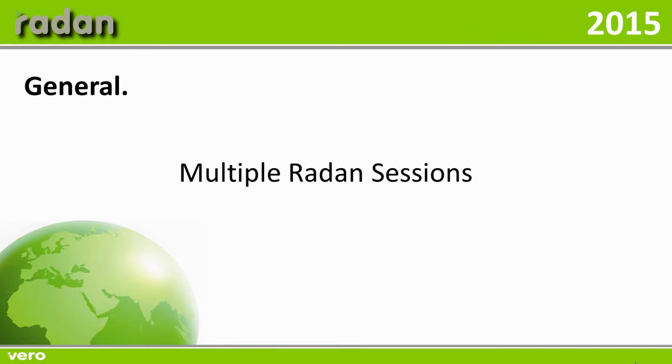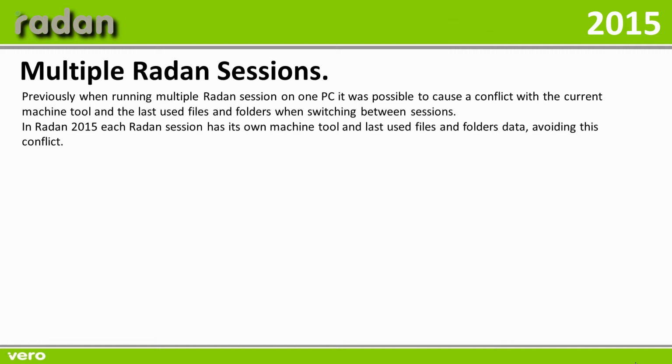Multiple sessions in Radan. Some of you may not know that in Radan you can run as many Radan sessions on a single PC as the hardware will allow. So even if you've only got one license of Radan, you can still open up multiple sessions. This is useful, for example, if you wanted to edit a nest in one session, but then look at a part in another. Or alternatively, you might want to open up a part and copy the tooling from that part to another part, and you could do that across sessions.